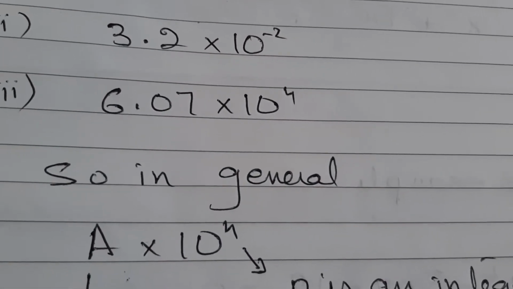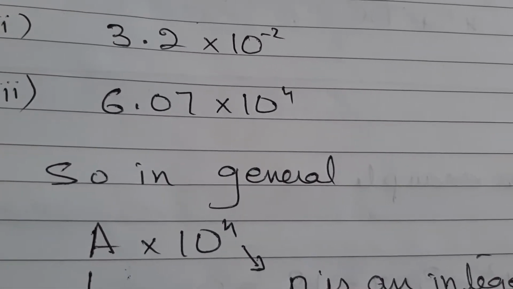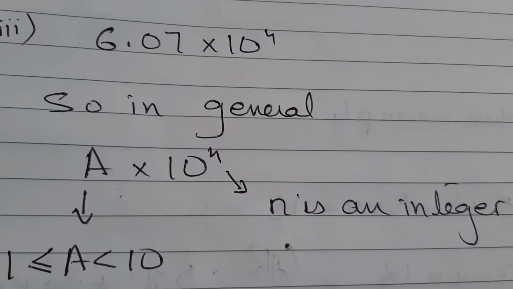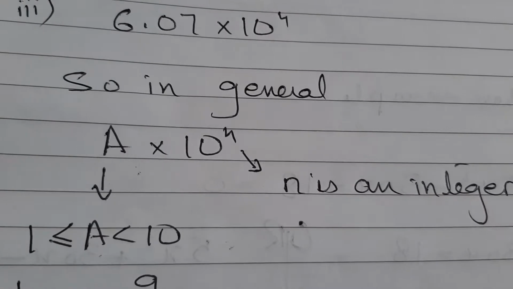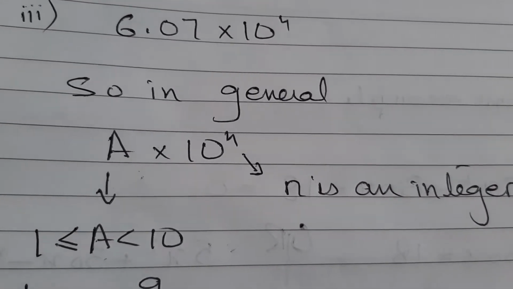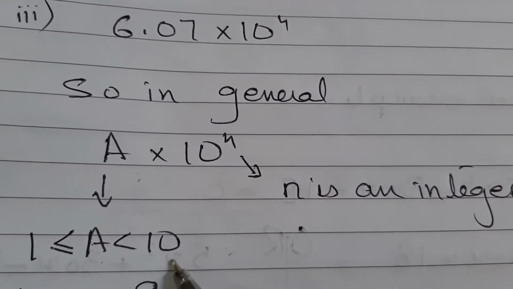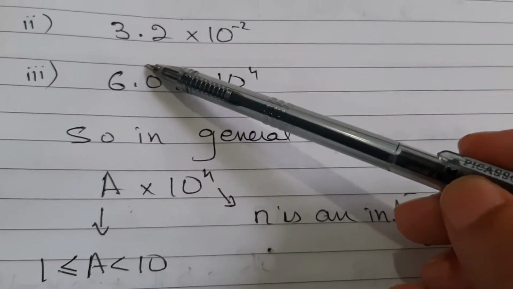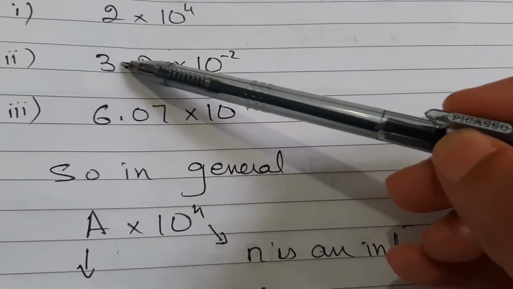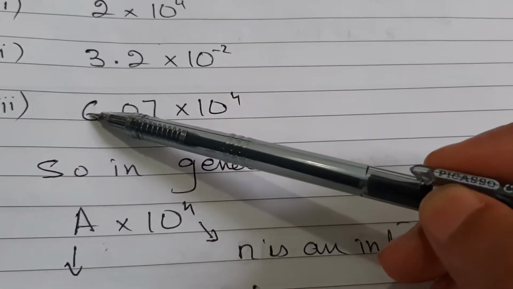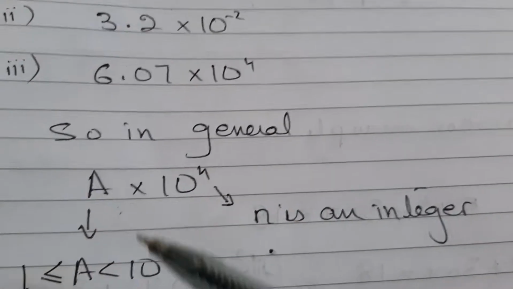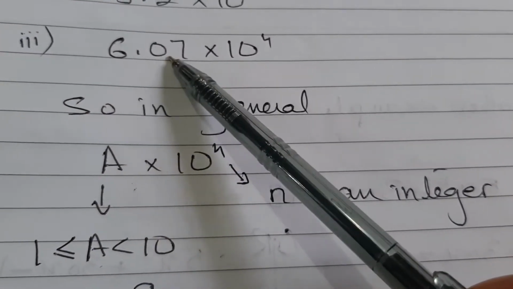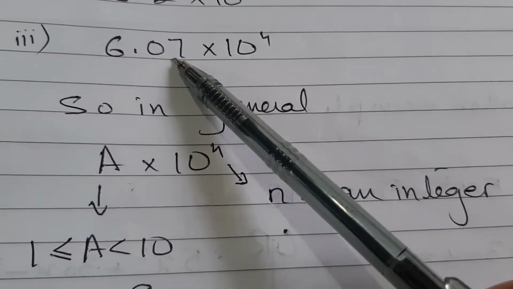So in general, I can say a standard form number is a multiplied by 10 to the power n, where n is an integer and a is in between 1 to less than 10, right? Because it could be 9.7, 9.4. So when I say here number between 1 and 9, I mean before decimal, the digit here has to be between 1 and 9. And why did I write here less than 10? Because the number here could be 9.79, 9.48, anything, right?